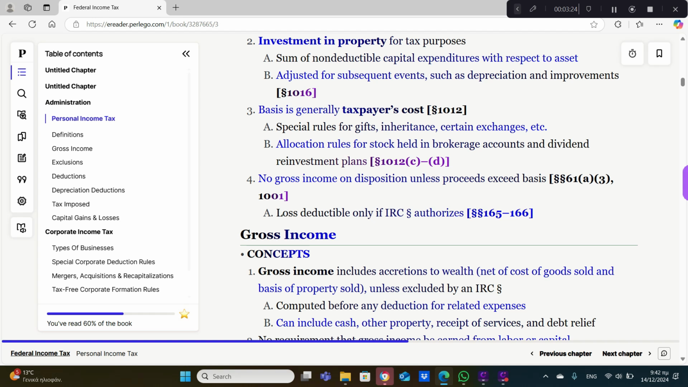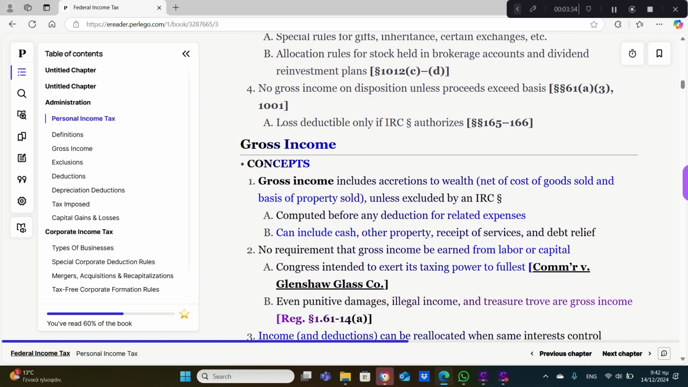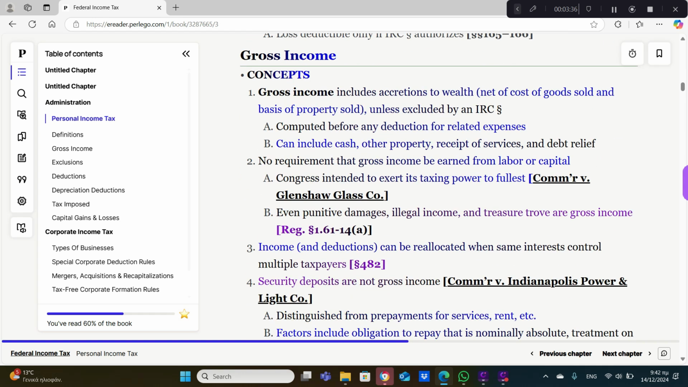7. Depreciation deductions. Depreciation deductions allow businesses and individuals to recover the cost of assets over their useful lives. This section discusses straight-line depreciation, accelerated depreciation methods, like MACRS, modified accelerated cost recovery system, deduction limits for luxury vehicles and other special assets.